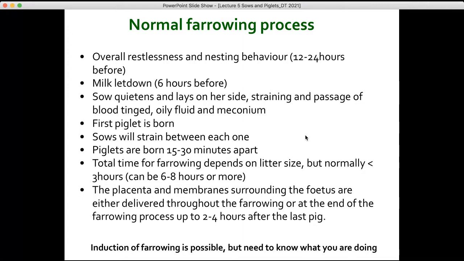And sometimes you might be able to feel a piglet that's stuck. And if you do, you'll either be able to pull the piglet by its legs or hook under the jaw or around the eyes and pull it out.